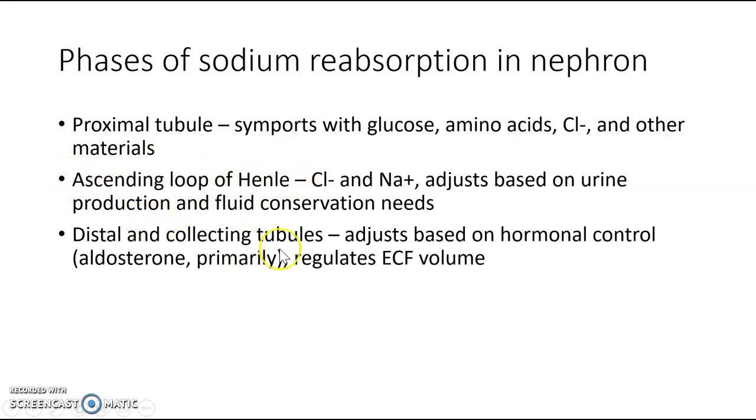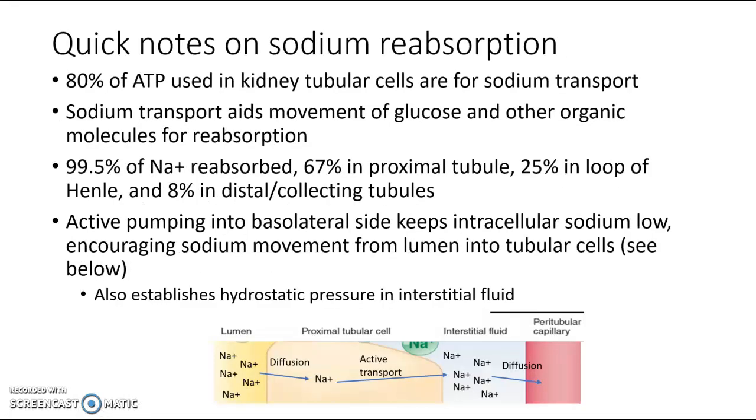And then finally in the distal and collecting tubules, as we saw earlier, this will be adjusted based on hormonal control. We've looked at aldosterone in the past, about how this is going to bring potassium ions out of the bloodstream and put sodium ions back in the bloodstream based on different osmolarities in the blood and based on blood pressure. So this will help regulate that extracellular fluid on the outside of the blood vessels to help maintain a good blood pressure number. And there's just a few other things with sodium.